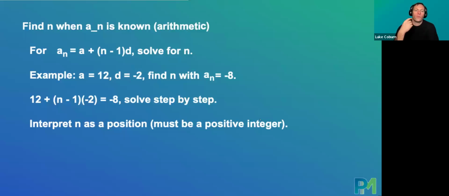So this time we're given the question kind of backwards. We're told that A is equal to 12, and we're told that D is equal to minus 2. So then we can go ahead and write the formula. an is equal to 12 plus n minus 1 times minus 2. We could even write that a little neater: 12 minus 2 times n minus 1.